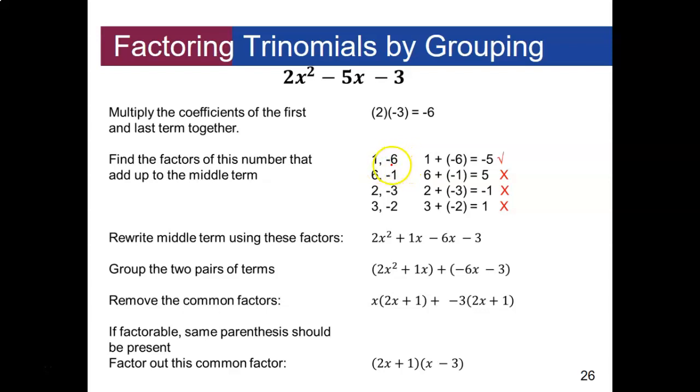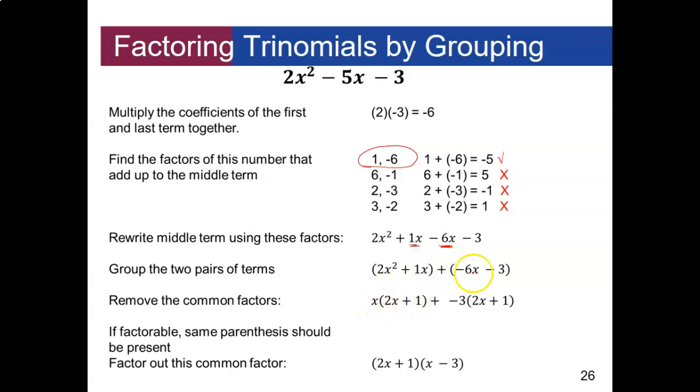You want to rewrite that using these numbers here. So we'll have 1x and then -6x for the middle. Okay, looking at this, we're going to group these together, and we'll take out the greatest common factor of this term.